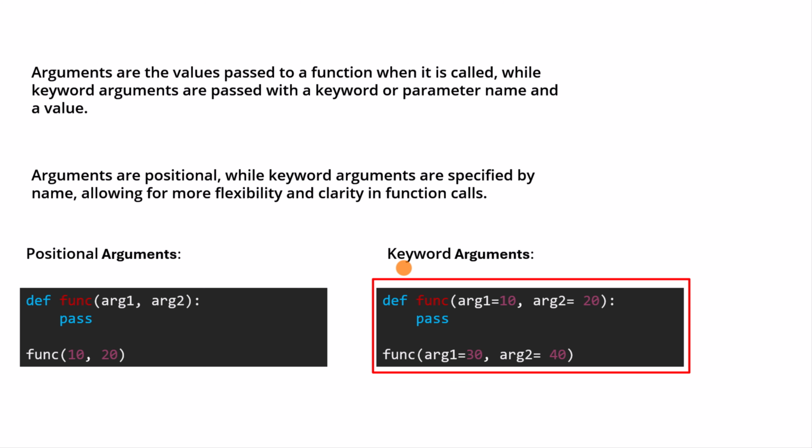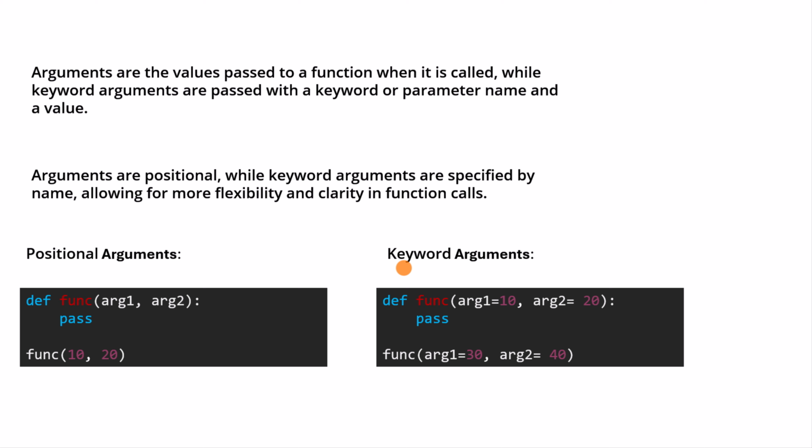So for keyword arguments, when we define the function, we define it with a parameter and also a value. For example, argument 1 has a value of 10 and argument 2 has a value of 20. When calling the function, we can actually change the values of the arguments because they are keyword arguments. For example, when calling the function, we have argument 1 changed to 30 and argument 2 changed to 40. So this has given us some level of flexibility in calling our function and also in the whole function definition.